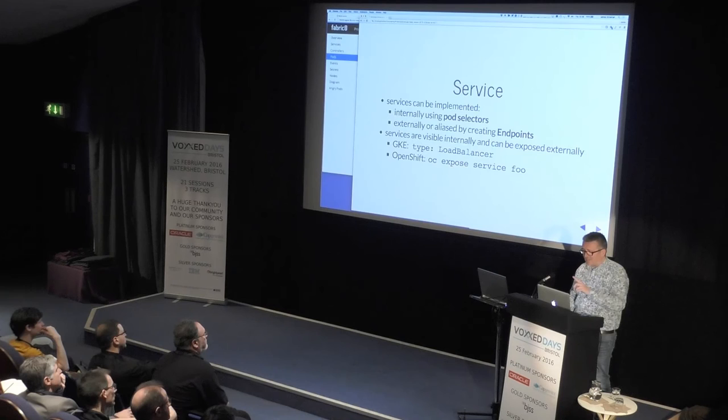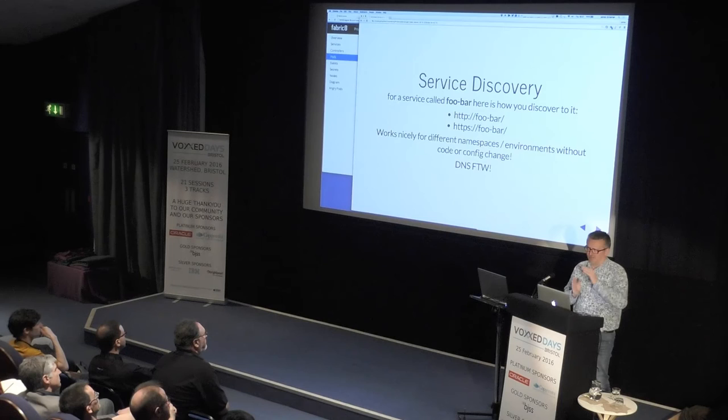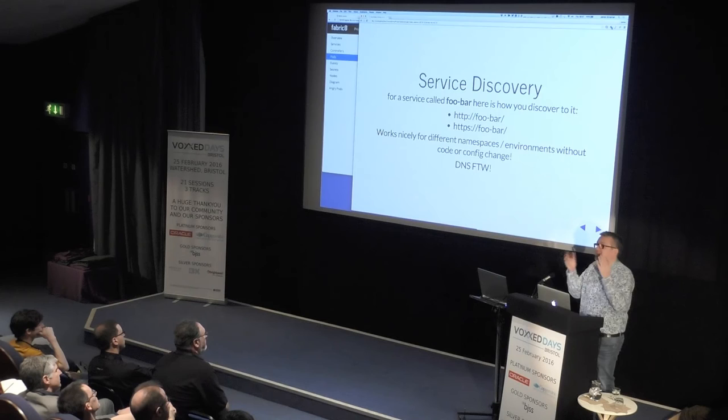Now, one thing I should mention is how service discovery works. So if you're writing a microservice and you need to talk to the foobar service, you give your service the name, whatever you want to call it, foobar. That service is local to your namespace. I should mention this: Kubernetes has a thing called namespaces. Namespaces are a way of taking a bunch of hardware, putting a Kubernetes cluster on it, and then logically splitting that cluster into user spaces, if you like.